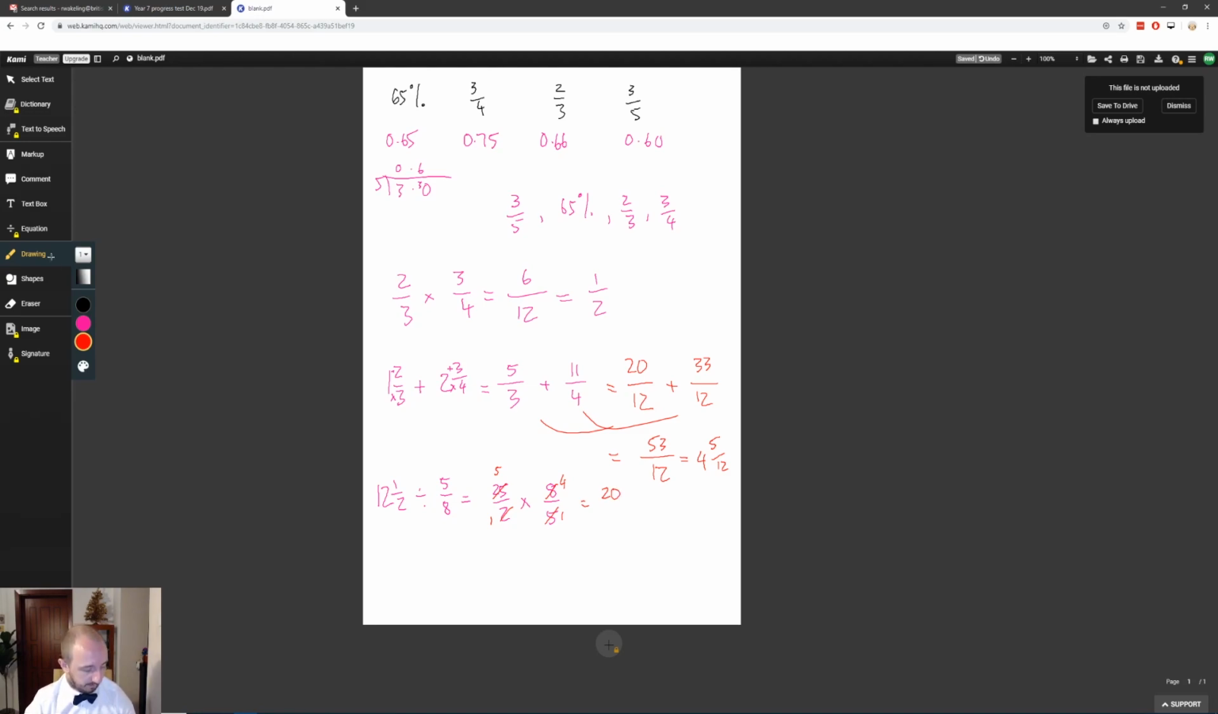And 60 times 2/3 is the same as 60/1 times 2/3. So we can cross cancel 1 and 20, 20 times 2, that gives us 40. If you wanted to, you could do 120/3, and that gives us 40 as well.